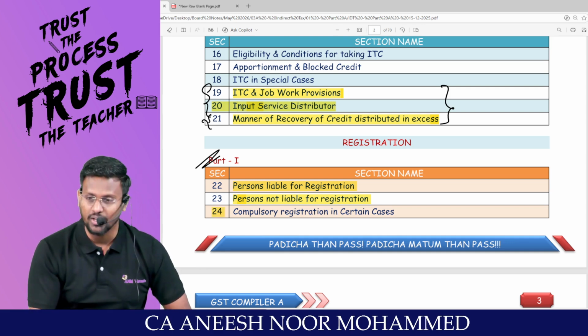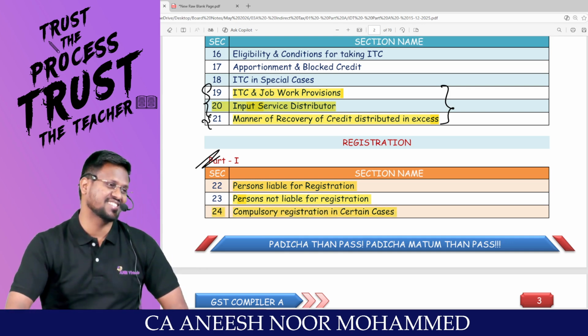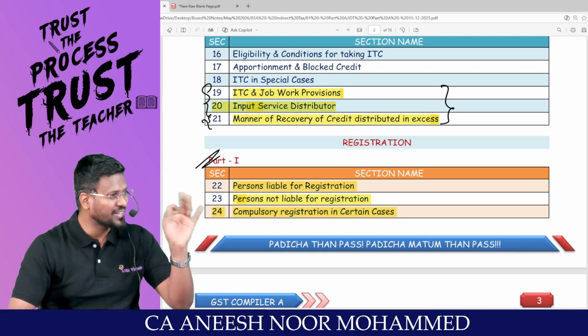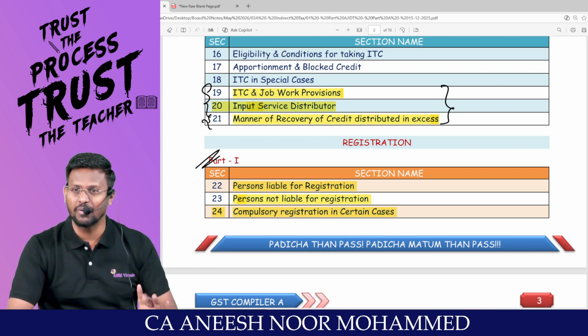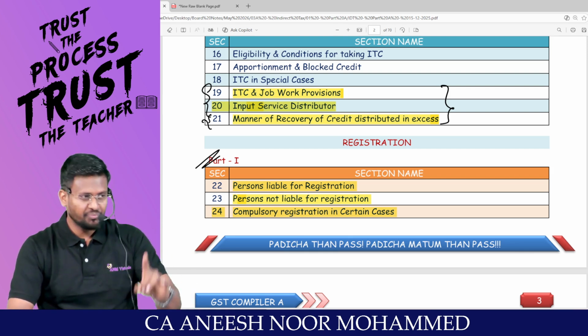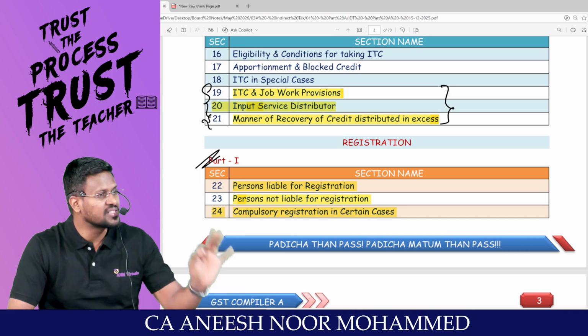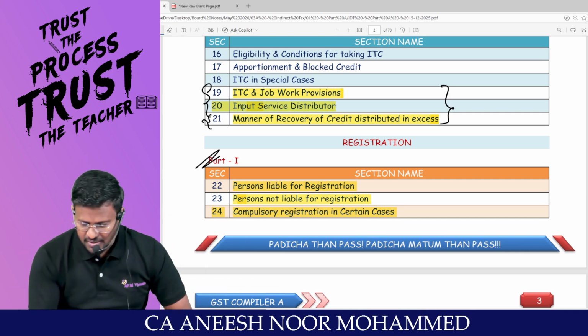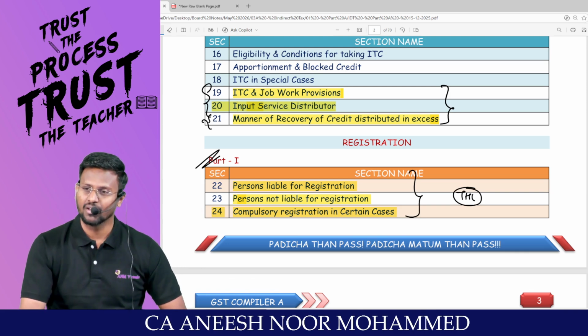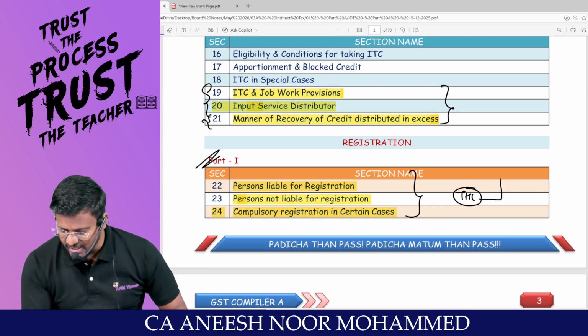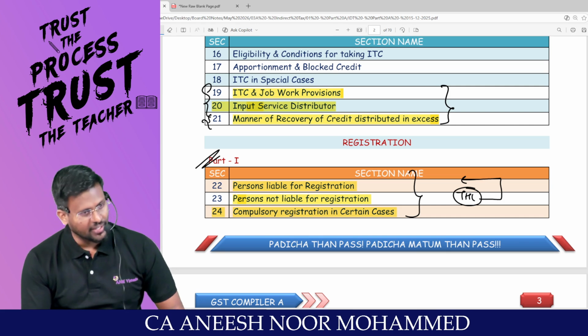That's section 24, compulsory registration in certain cases. Even though your turnover does not exceed the threshold limit, there are certain people who are compulsorily liable to take the registration. That means whether you have to take the registration or not is based upon, sir, if your turnover exceeds the threshold limit, you are liable to take the registration.